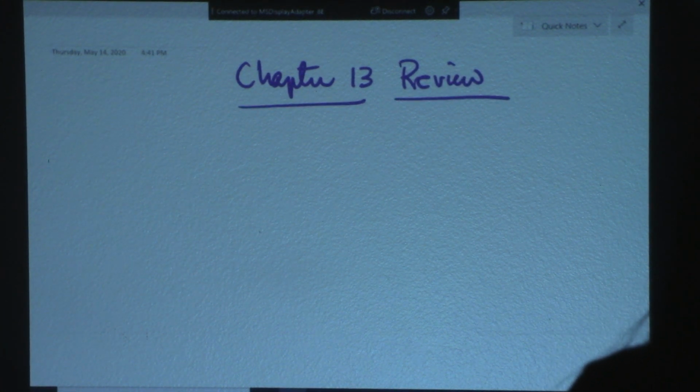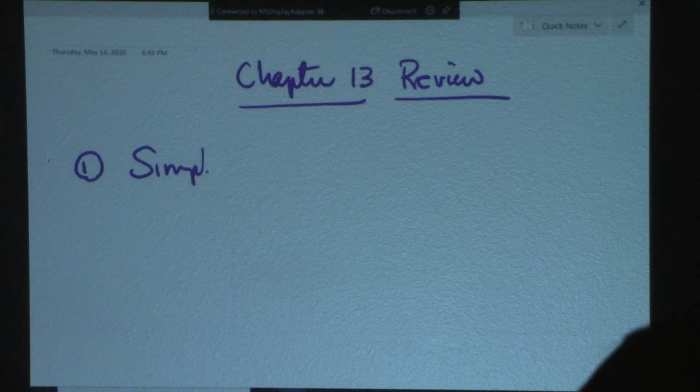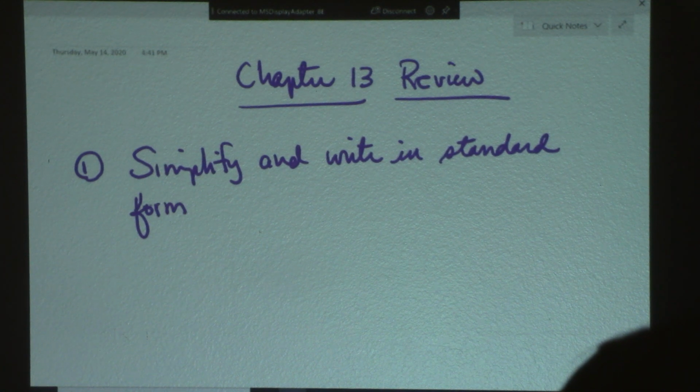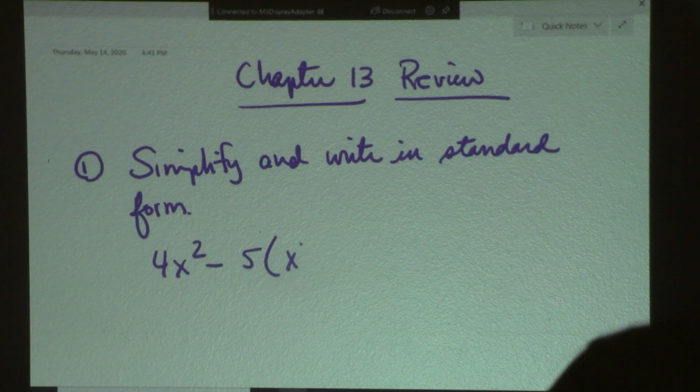Number 1, simplify and write in standard form. Okay, and here we go. 4x squared minus 5 times this whole thing: x squared minus x plus 3 minus 2x.